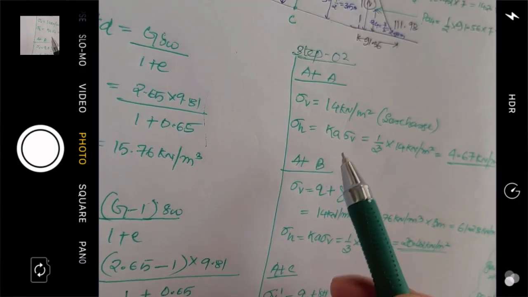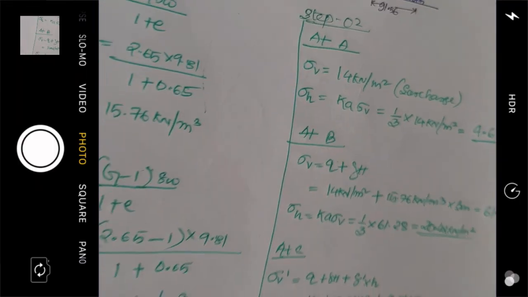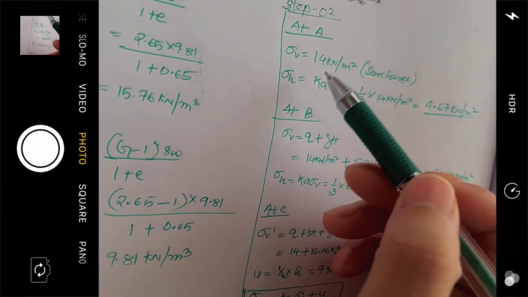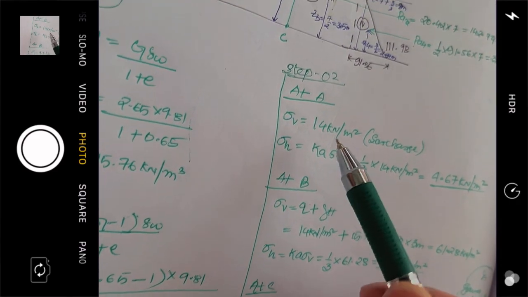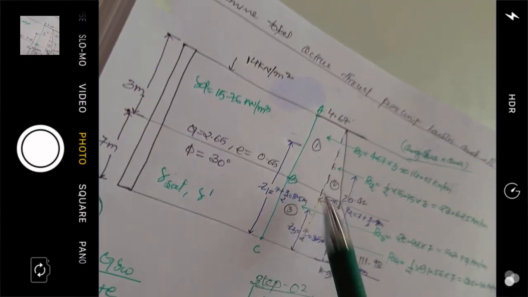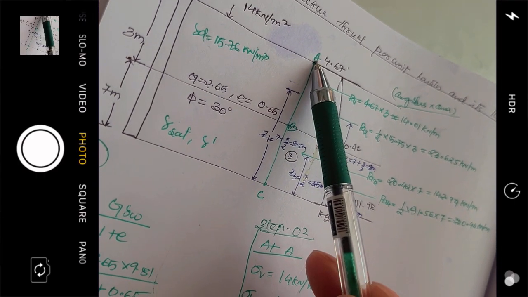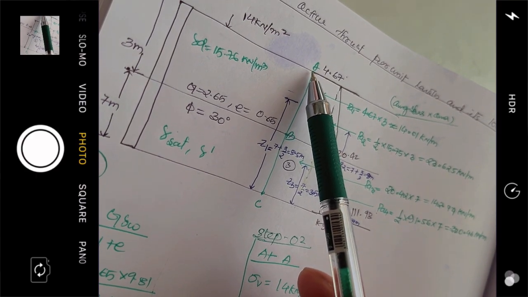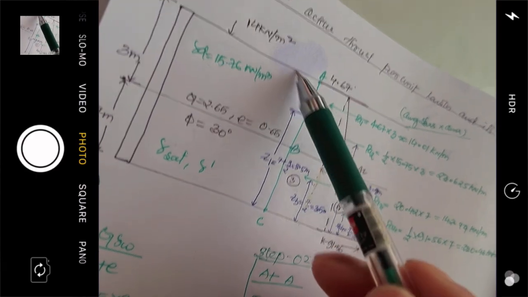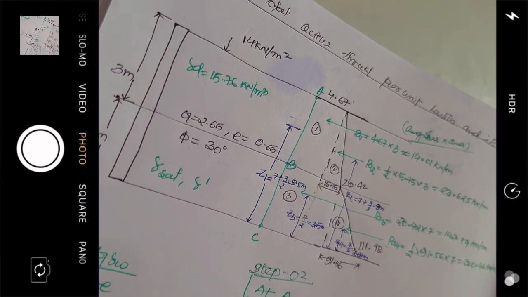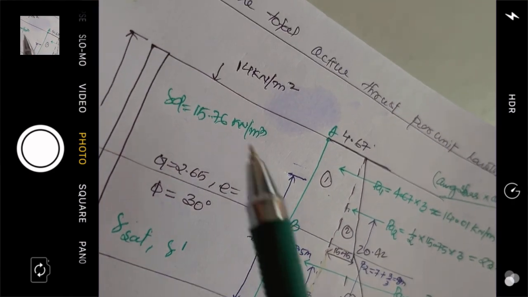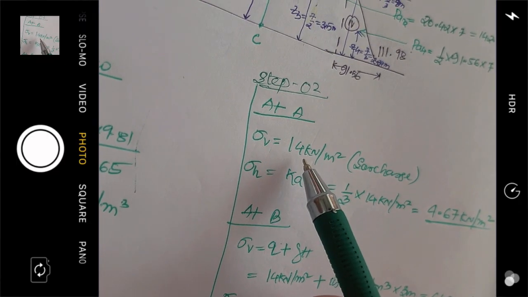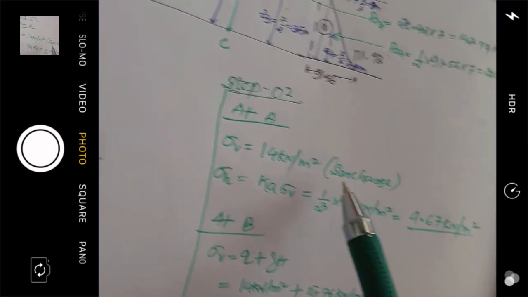which is to find out the horizontal force, the active earth pressure. First we will see at A what is the value of sigma V. Sigma V is the vertical pressure acting. We can clearly see that it's 14 kilonewton per meter square, so we'll simply write it as 14 kilonewton per meter square of surcharge.